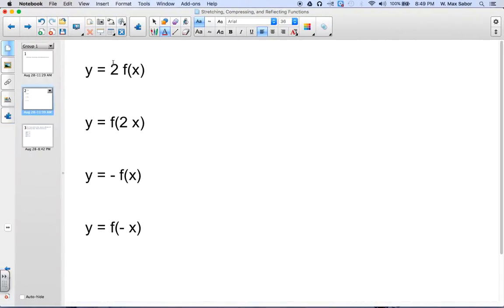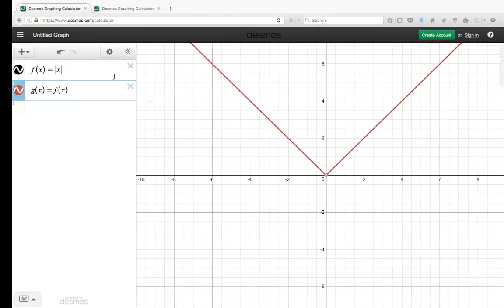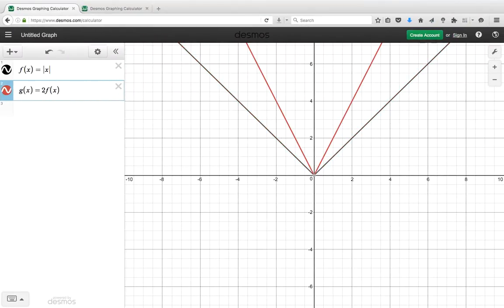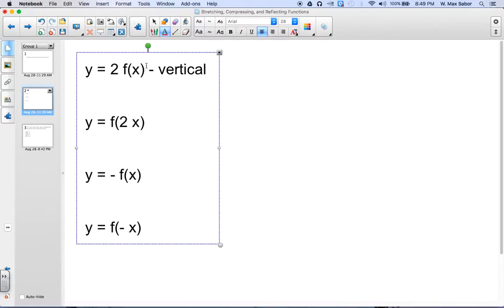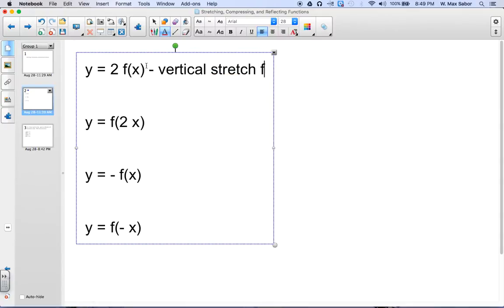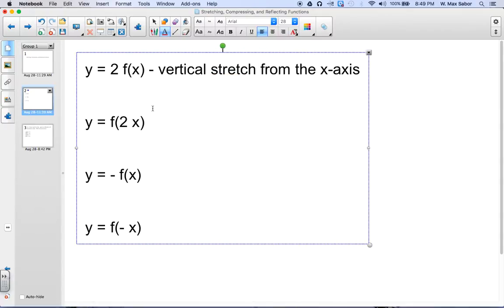So the first thing that we're asked to look at is what's 2 times f of x. So if we multiply 2 times f of x, then what happens is each y-coordinate is being multiplied by 2. Again, when anything happens outside the function, it's happening to the y-coordinates, not to the x-coordinates. So the y-coordinate is being multiplied by 2. It is being stretched vertically from the x-axis. So this is a vertical stretch from the x-axis.